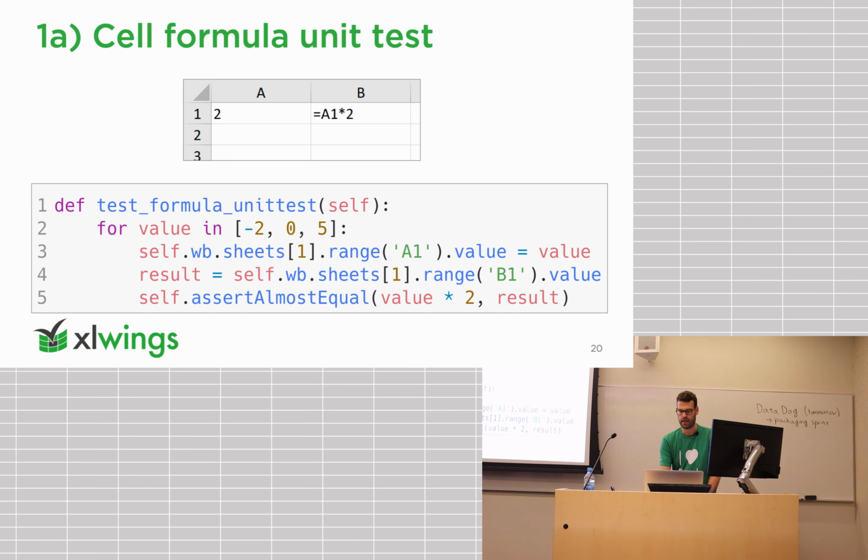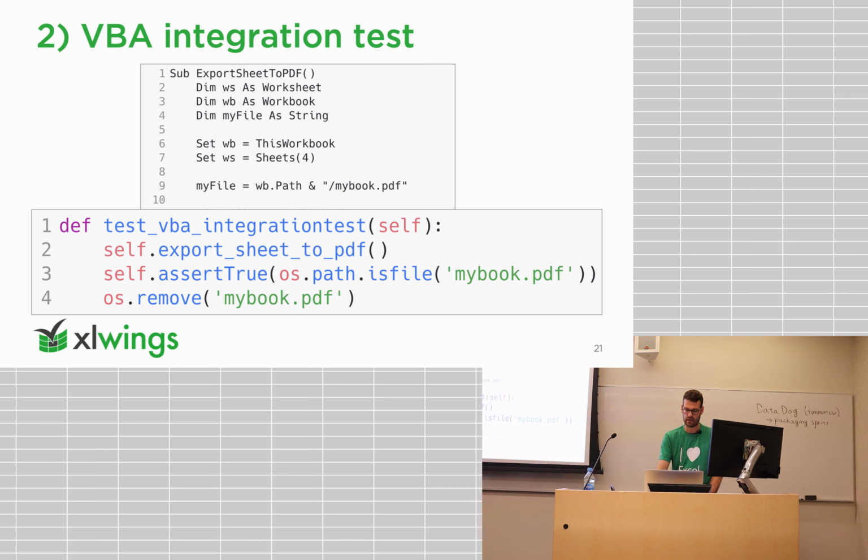I'm using a negative input, a 0 input, and a positive input. I'm really just setting the value here, which is basically my input cell. I'm setting that value, and then I grab the result from B1 here, and I'm comparing whether the result is what the function is actually supposed to return. So that's an example of how you could run a unit test.